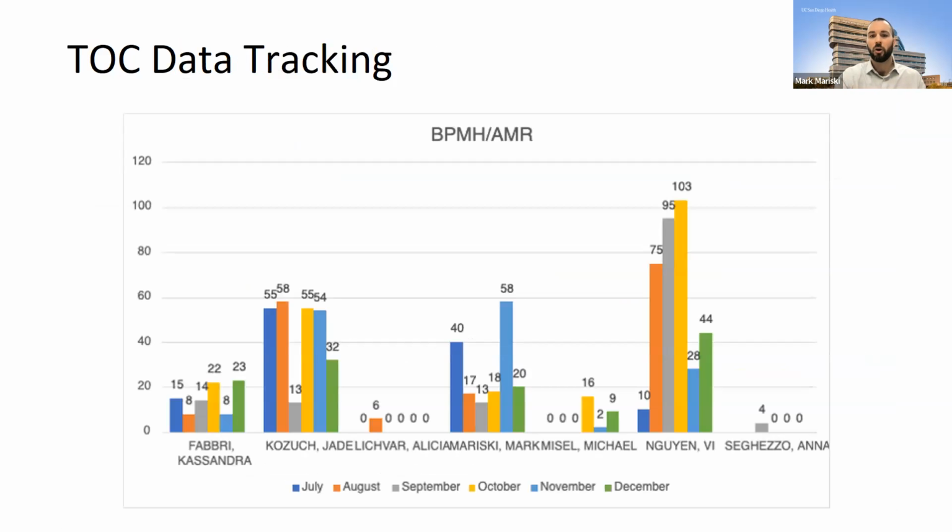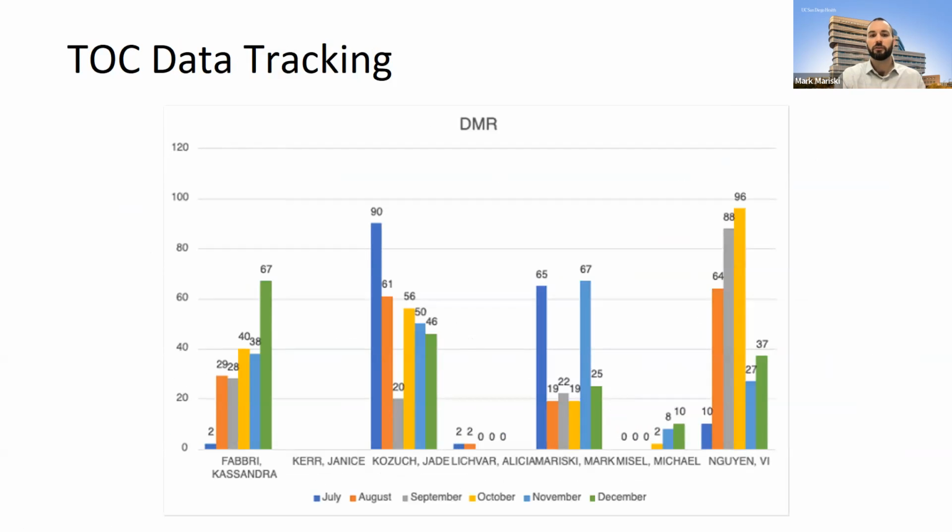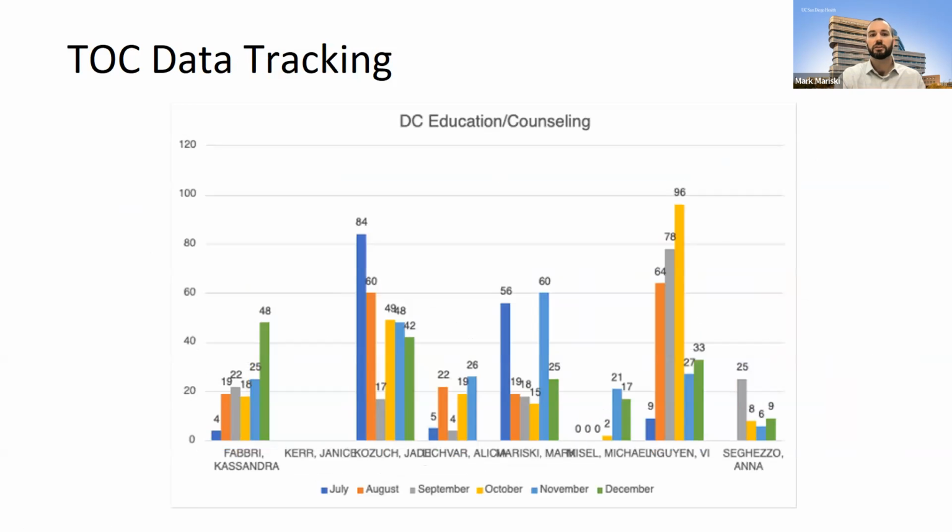And then just an example of the type of data that can translate into later. We're not going to go into the actual data, but this is just different pharmacists and different months on how many AMRs each person did. Same thing with discharge medrecs and the discharge education or counseling.